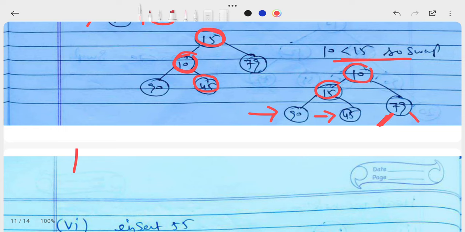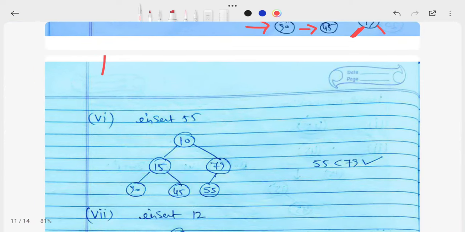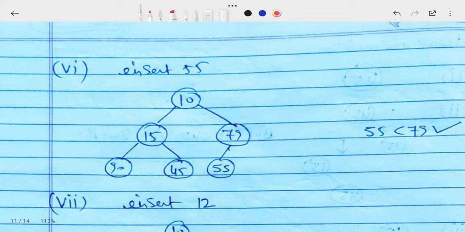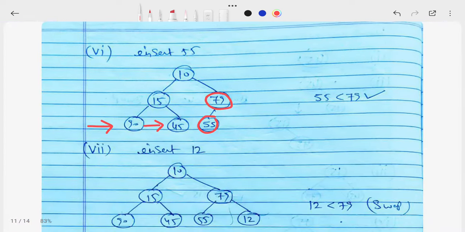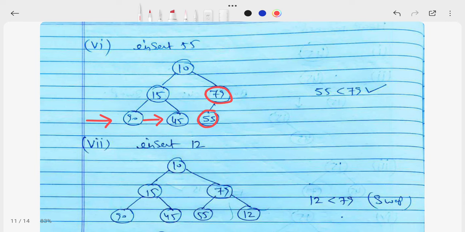Okay, so now it means that 55 will come here. According to the complete binary tree, 55 will come here. So 55 will ask the 79, who is smaller? Okay, 55 is smaller. 55 is smaller than 79.